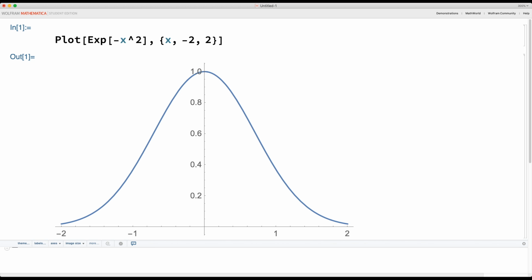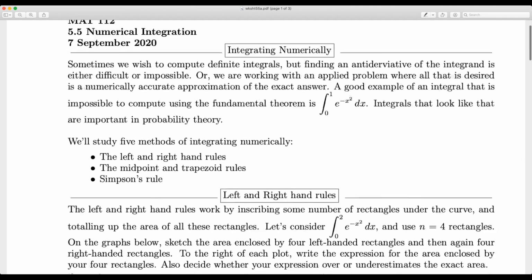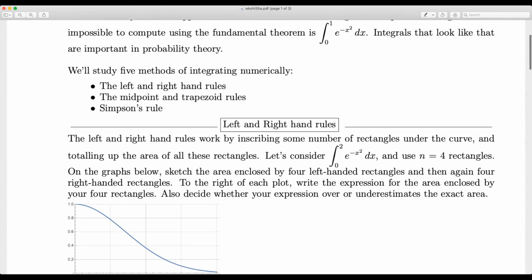Okay, let me switch back over to the sheet. So there are 5 methods that we're going to use, 2 of which, or possibly 4 of which, you may have seen before. We can use rectangles in 3 different ways. This is the so-called left, right, and midpoint rules. We could use trapezoids, or we could get really fancy and use parabolas, and that's called Simpson's rule.